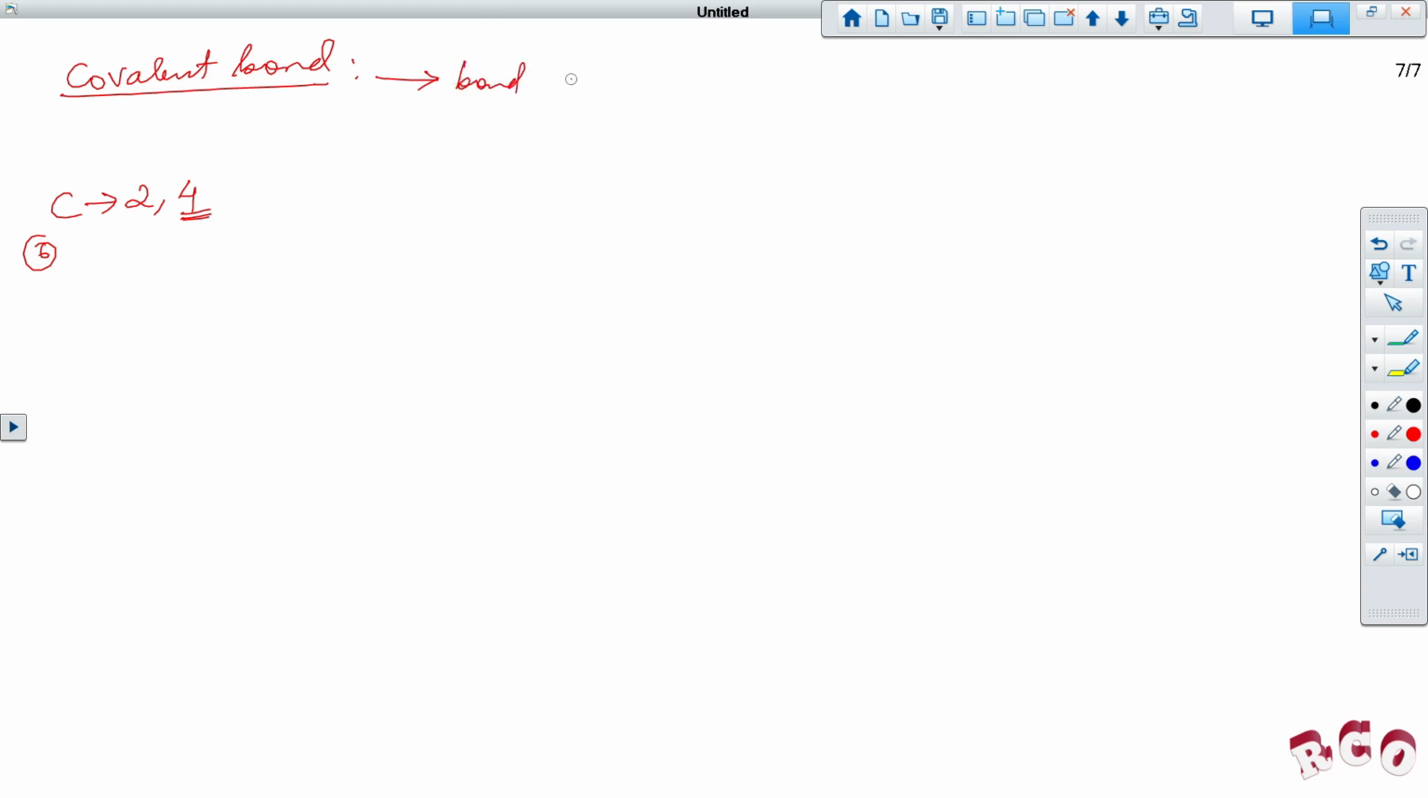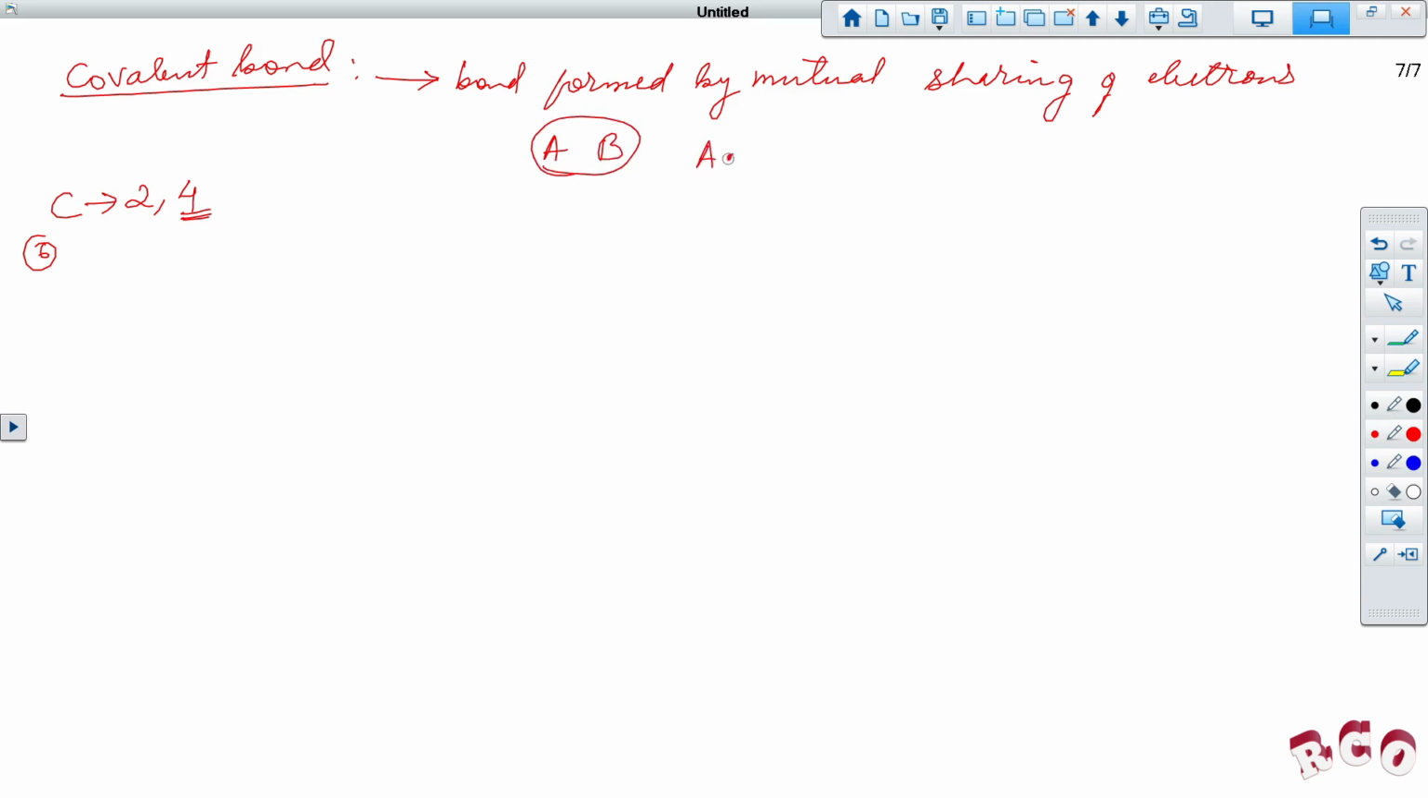So covalent bond is the bond formed by mutual sharing of electrons. So if there are two atoms A and B, they will share electrons. If it has one electron and another has one electron too, suppose this is hydrogen and this is also hydrogen, they will share electrons and will become a duplet.